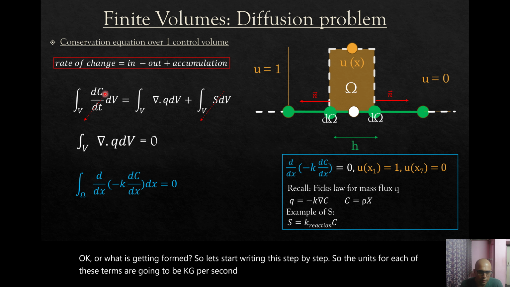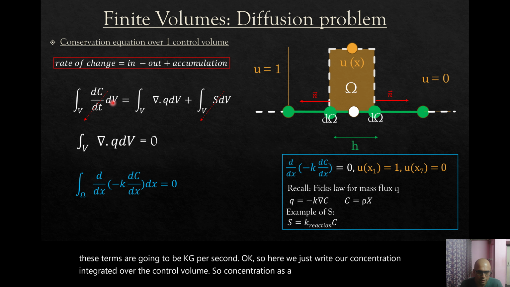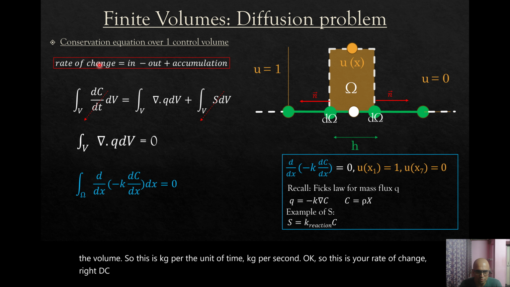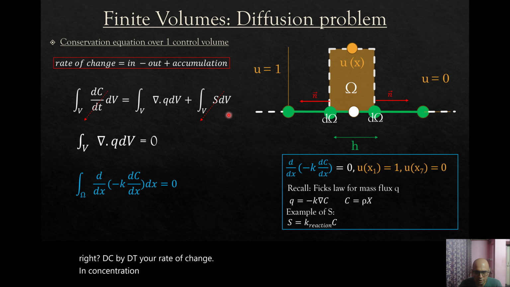Here we just write our concentration integrated over the control volume. Concentration has a unit of kg per meter cube, multiplied by the volume. So this is kg per the unit of time, kg per second. This is your rate of change, dc by dt, your rate of change in concentration. This is your accumulation term.